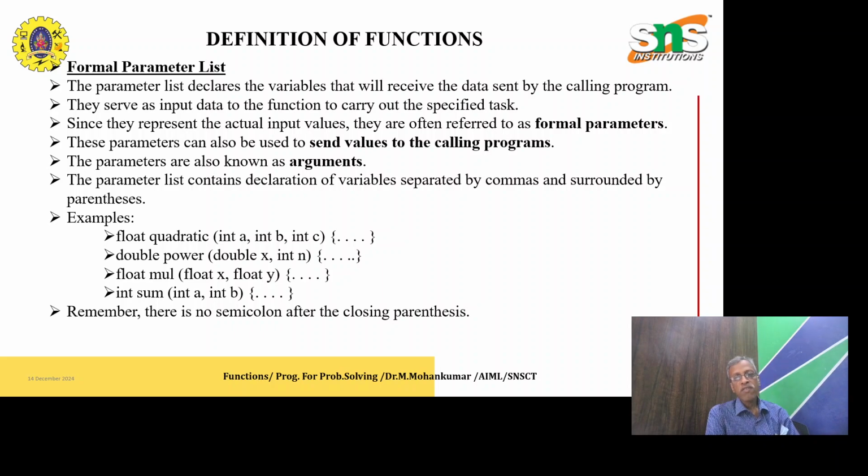The parameter list contains declarations of variables separated by commas and surrounded by parentheses. Here are examples of a formal parameter list: float quadratic(int a, int b, int c), then double power(double x, int n), float mutual(float x, float y), int sum(int a, int b). These are called the parameter list. Remember, there is no semicolon after the closing parenthesis. If you give a semicolon, then it states an entirely different program structure.